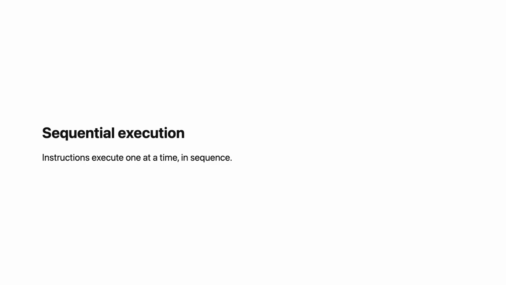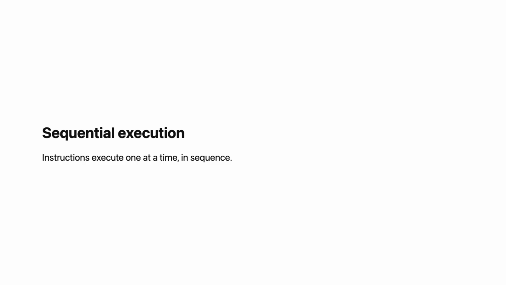When a program runs, instructions execute one after another, not at the same time, not in random order, one after another, in sequence. The first instruction executes, it completes. Then the second instruction executes, it completes. Then the third, and so on. This is sequential execution. It is the most basic form of program execution.